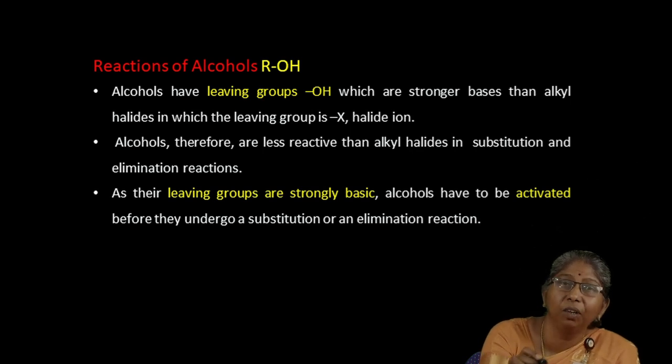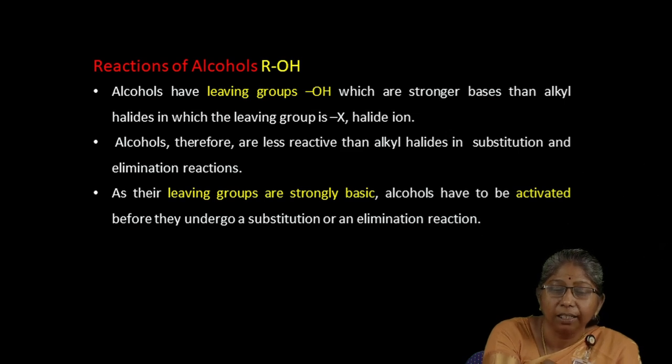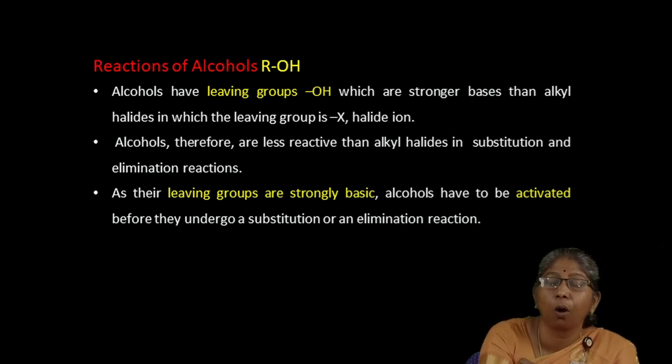We have to convert that into a weaker base. So what is the method? We can protonate it and convert it into a water molecule, which is a weak base. In that way we can break that R-OH bond, and so substitution reactions can be carried out. Let us see the types of reactions, how they take place, what mechanism they follow, whether it is SN1 or SN2, in this video.